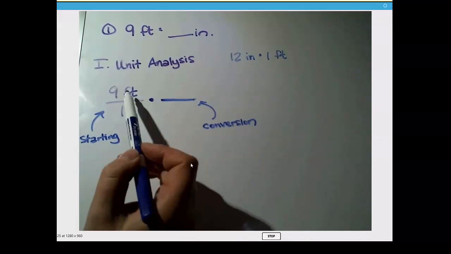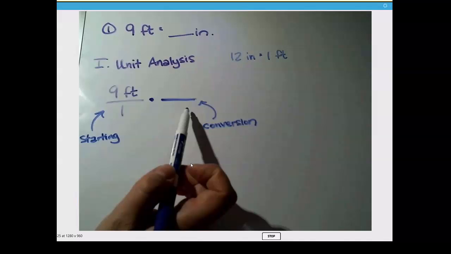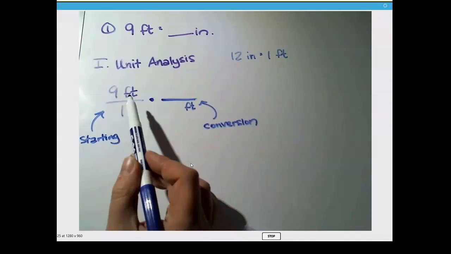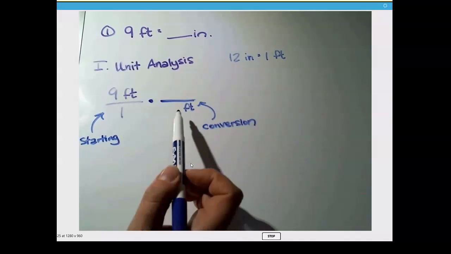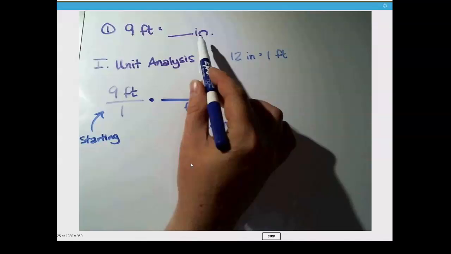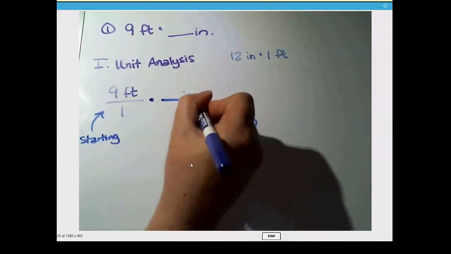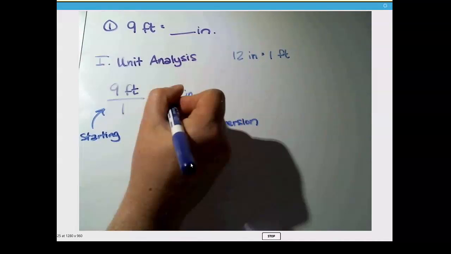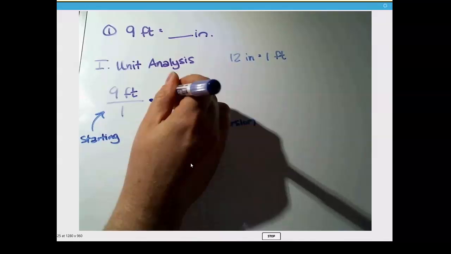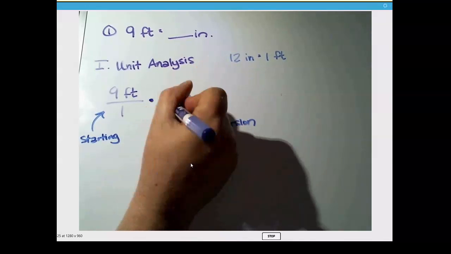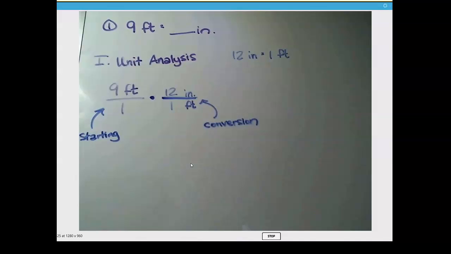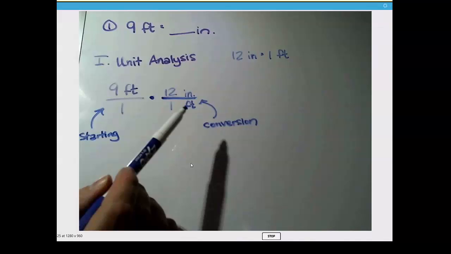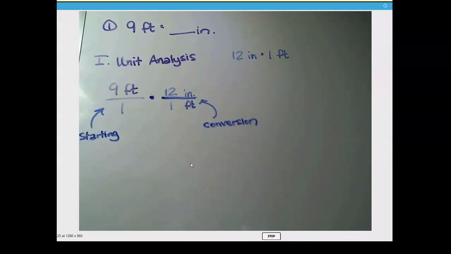So we started with feet here up in the top. That means feet have to go down here in the bottom, because those are the ones we want gone. We want those to cancel. If they're diagonal, they will. The new unit that we want is inches, so that will go up in the top. And then I'm just going to fill the numbers in where they belong. So the 12 goes with the inch, and the 1 goes with the foot. So there's my initial setup. And again, most important thing, make sure the thing you don't want anymore is diagonal so that they cancel out.